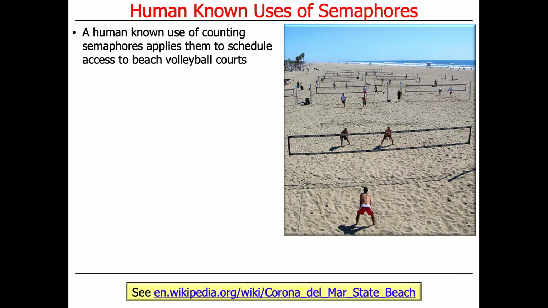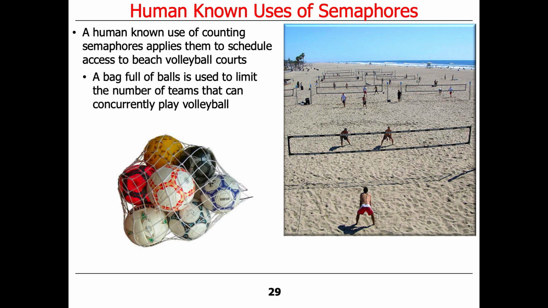I've already given you the human known use, which is the beach volleyball example, so I won't go into that in detail. The bottom line is, much as we talked about with wine bottles or Palantiri or network connections or licenses, there's this concept of a count of something, and we use that to mediate access to a shared resource or a group of resources.